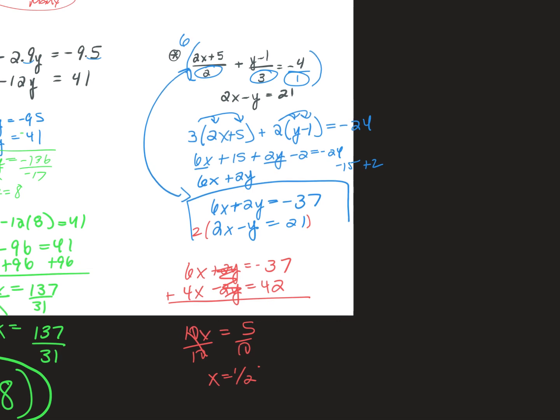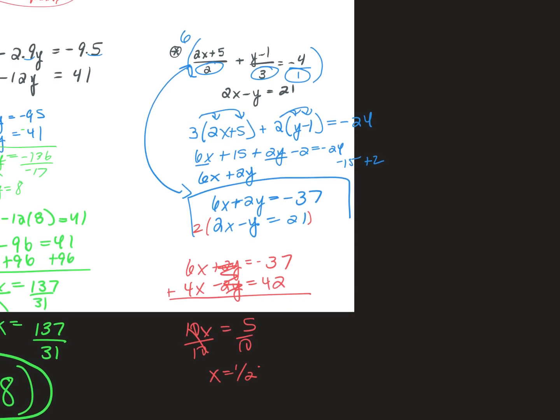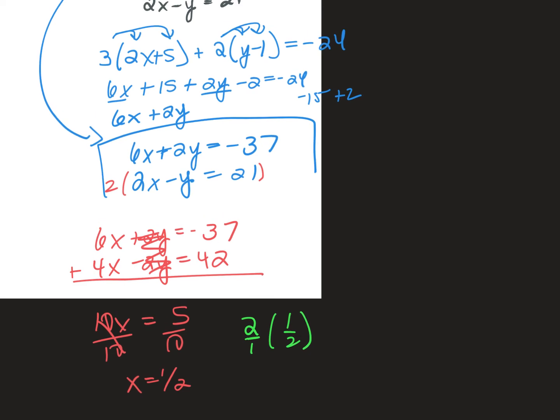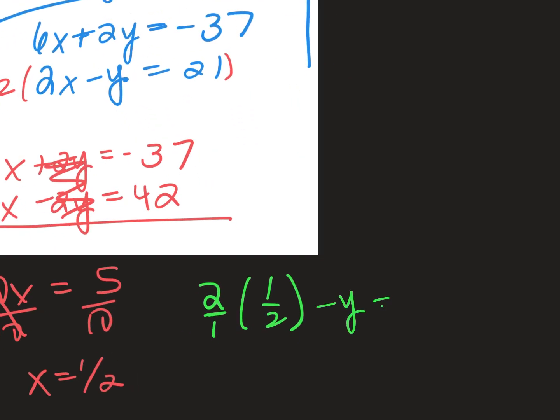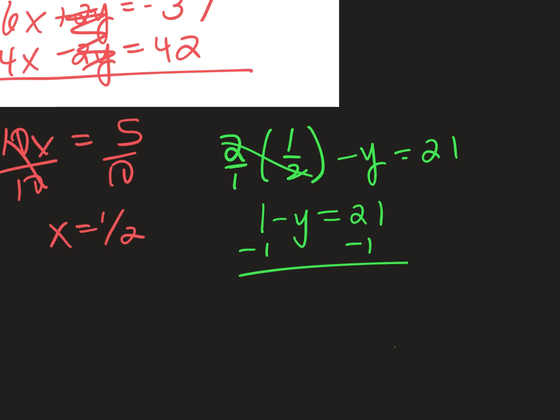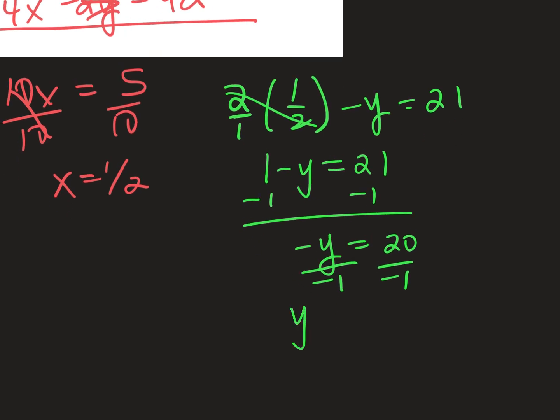So I'm going to go back to the originals. I'm obviously going to use the bottom equation, 2x minus y equals 21, because that's a little prettier, easier to work with. So 2 over 1 times 1/2 minus y equals 21. So my 2's here will cancel out. I'm left with 1 minus y equals 21, minus 1 from both sides. Negative y equals 20. Divide both sides by negative 1. And y equals negative 20.